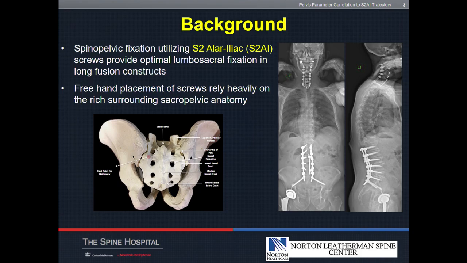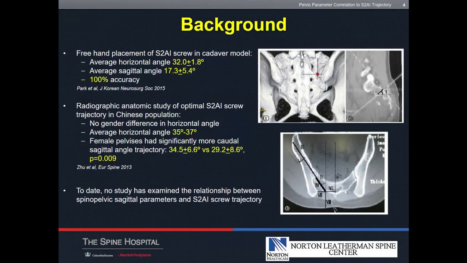I don't need to tell everyone here that S2AI screws provide very rigid fixation across the lumbosacral junction, and that'll help us to achieve fusion there. We just published our technique on the freehand placement of these screws in JBJS in February of this year. And when we're thinking about freehand placement of these without fluoroscopic guidance, we really need to know how our hand trajectory is going to move to make these screws be able to be placed safely.